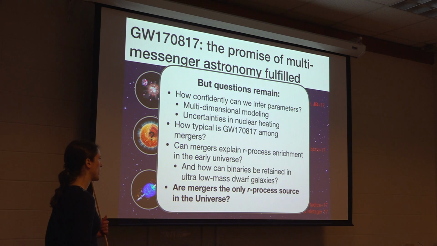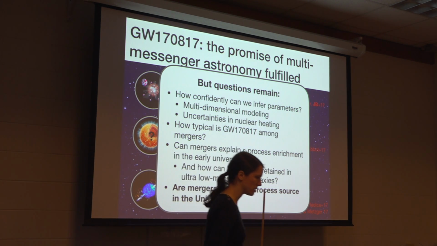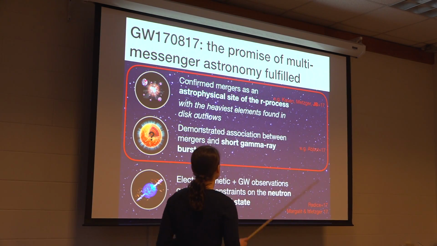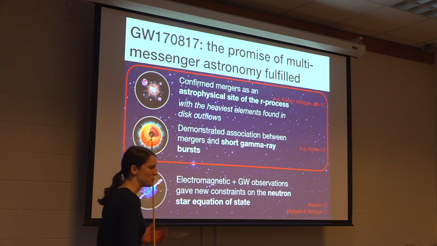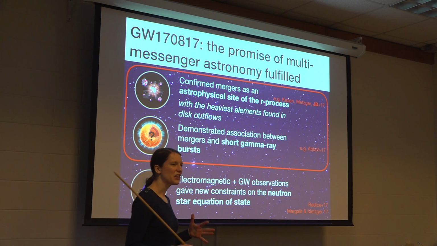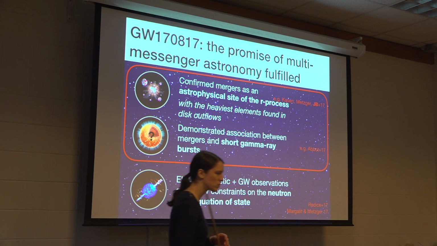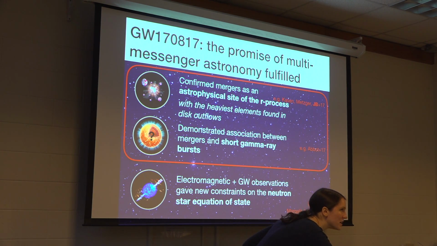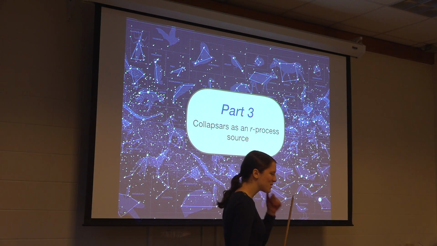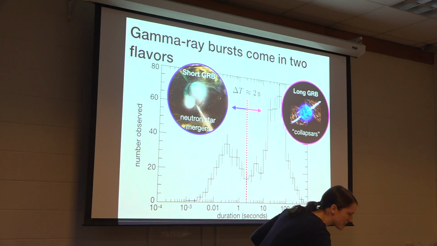So all of this raises the question of whether neutron star mergers are the only R process sources in the universe. And I think this question is particularly salient in light of these first two points, and that's because accretion flows around stellar mass black holes giving rise to ultrarelativistic outflows are not found exclusively in merging neutron stars. So I know I'm running low on time, so I'm going to do my best to race through part 3, which will talk about whether collapsars could potentially be an R process source.